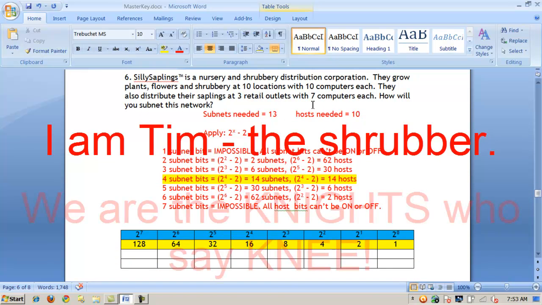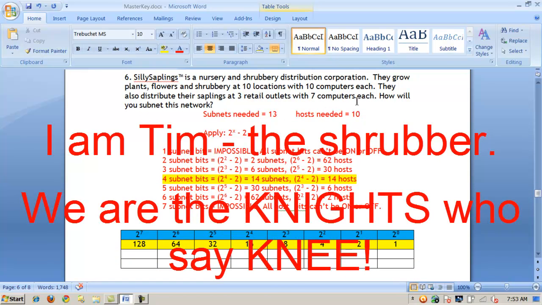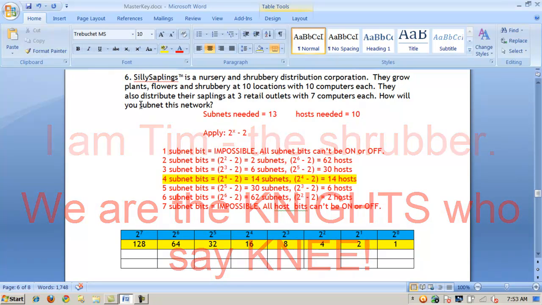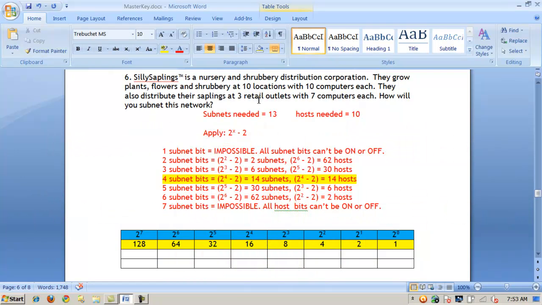Silly Saplings is a nursery and shrubbery distribution corporation. They grow plants, flowers, and shrubbery at 10 locations with 10 computers each. They also distribute their saplings at 3 retail outlets with 7 computers each. How will you subnet this network? Well, again, you need 13 subnets at least, and you have to accommodate 10 hosts per subnet.